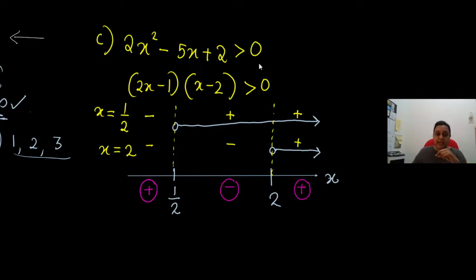Now greater than 0 means it should be all positive values, right? Therefore, we are only going to take here and here. The positive, we follow this, okay? Positive, positive. All right. Now, how do you write your range?